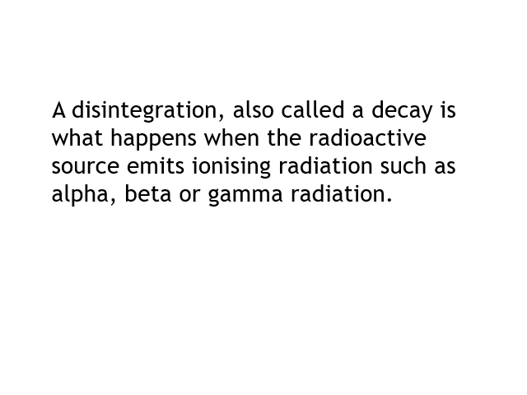Disintegration, also called a decay, is what happens when a radioactive source, that's just a radioactive material, emits, gives out, ionizing radiation of any form, whether alpha, beta or gamma. So decay is an emission of an alpha particle, a beta particle or a gamma ray, or a combination of all of those. And it's called a decay or a disintegration.